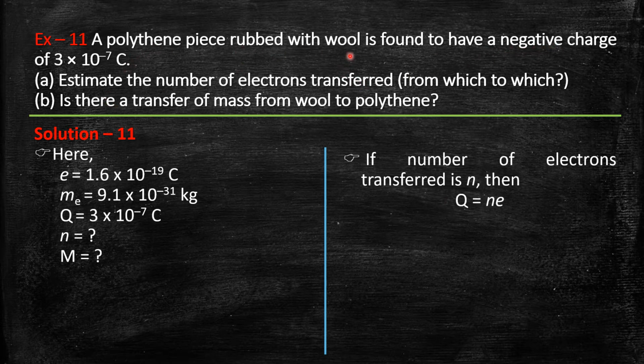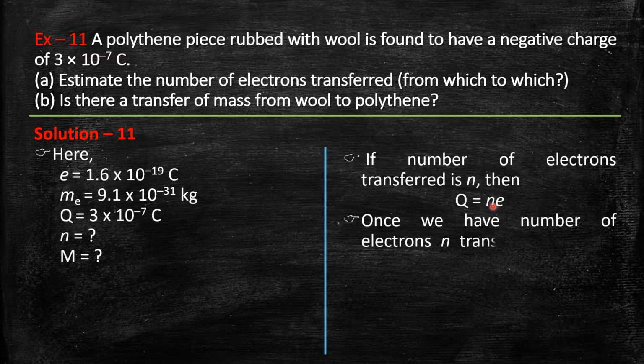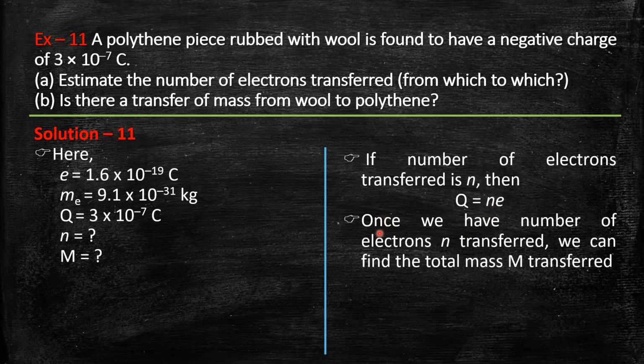It means that electrons are going from wool to polythene, isn't it? So if electrons are transferred from wool to polythene, polythene is getting negative charge, and polythene is getting the mass of this many electrons. So once we have the number of electrons n transferred, we can find the total mass also, because one electron is of 9.1 into 10 raised to minus 31 kg, then the total number of electrons gives how much mass. So you should be able to find out the total mass transferred also.